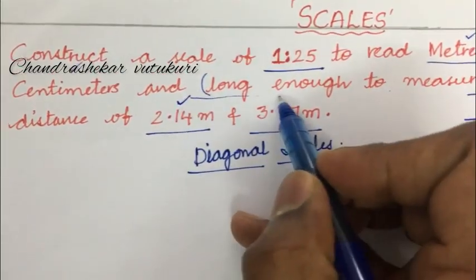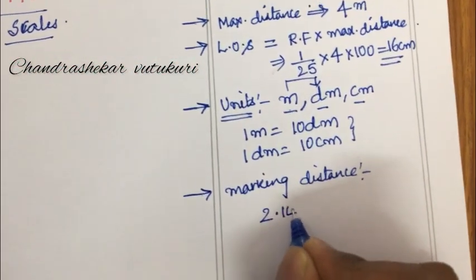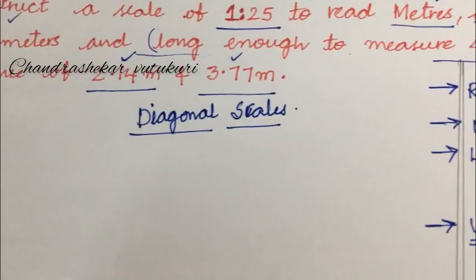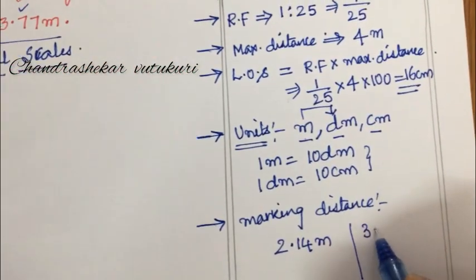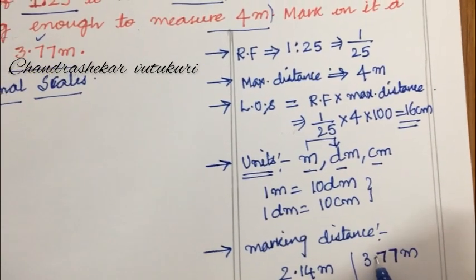So what are the marking distances, dear students, here? There are 2 marking distances given here. They are 2.14 meter, and one more is 3.77 meter.